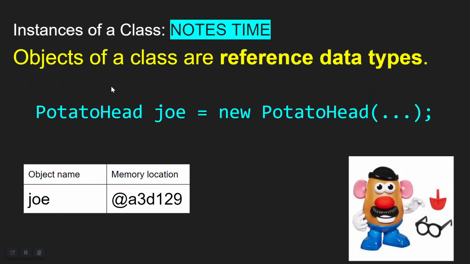Now, we're going to take a step back and remind ourselves of something important here. Objects of a class are now reference data types. They are not primitive data types. They are not assigned a fixed amount of bits in your computer's memory space. They are reserved an entire area of memory. And so very often in this class, we're going to talk about the memory location. So right here, PotatoHead joe = new PotatoHead(). The object name is joe, and the memory location is typically represented with some kind of hexadecimal code.